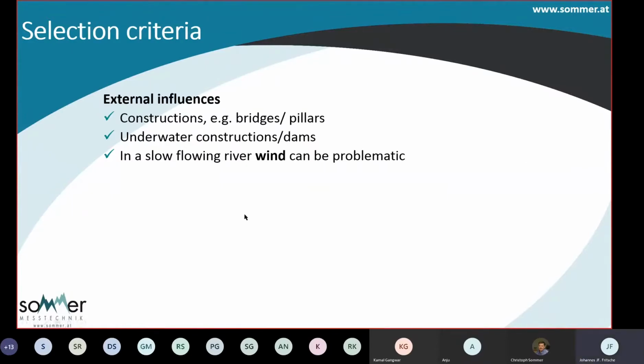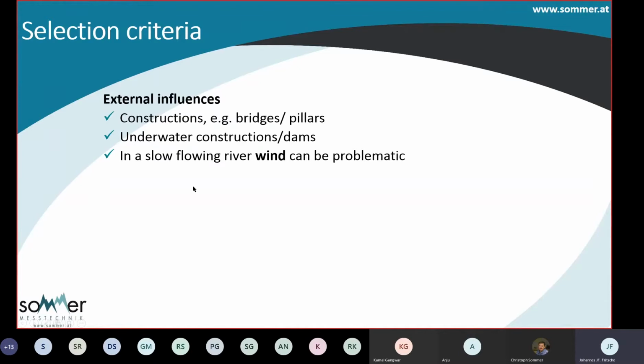Then you need to consider any external influences like constructions on bridge pillars. You have the basement of the bridge, and depending on the water level, these structures can have significant influence on your water flow. And also underwater constructions like dams or weirs that can distort your flow relation.